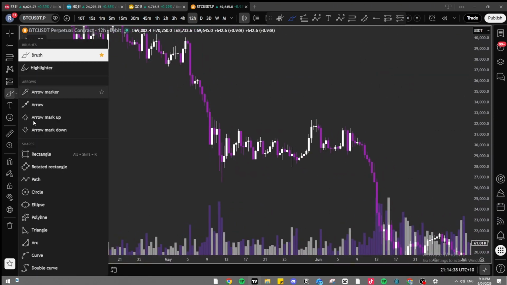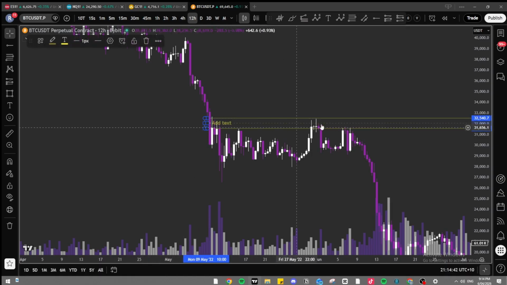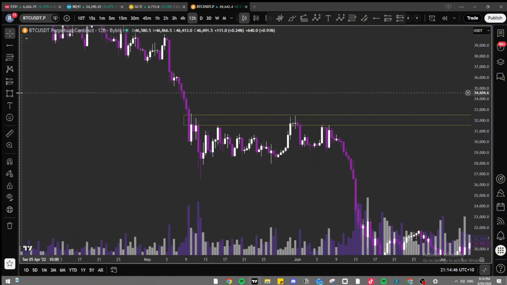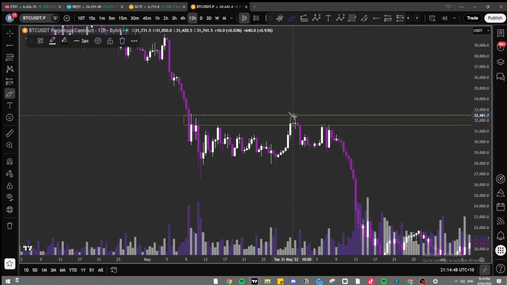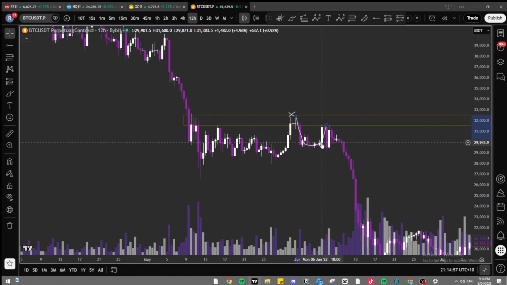This is another example of a clear fake out. You have this key structural point right here. We don't even close above it at all. We don't even take it. But as you can see, we reject it, we come back down and we retest it to the downside. This is the key level deviation retest strategy that I do take sometimes.